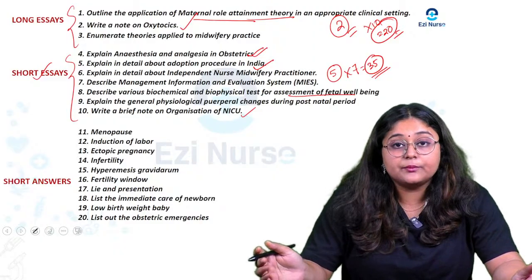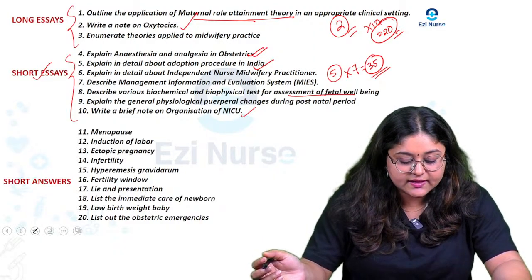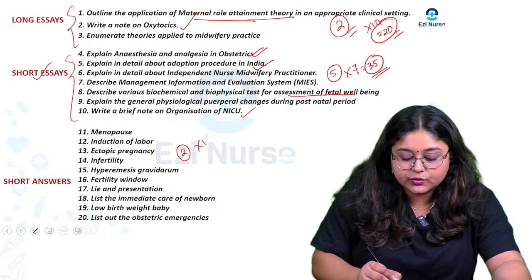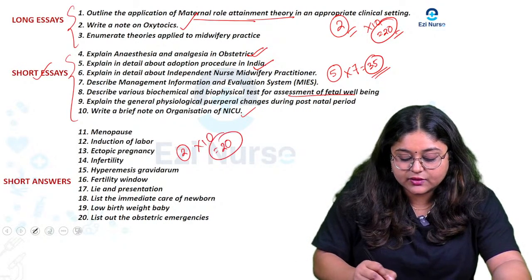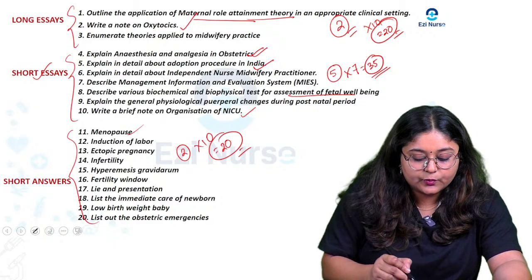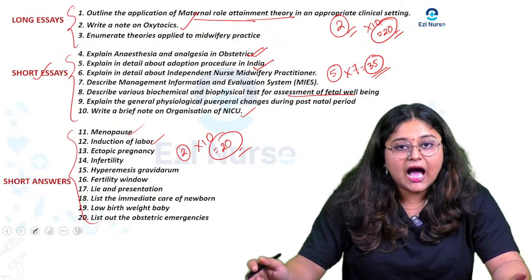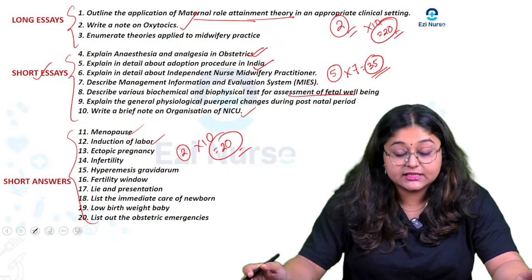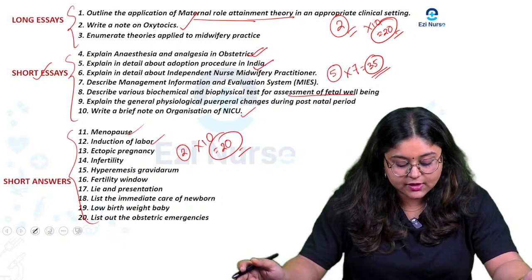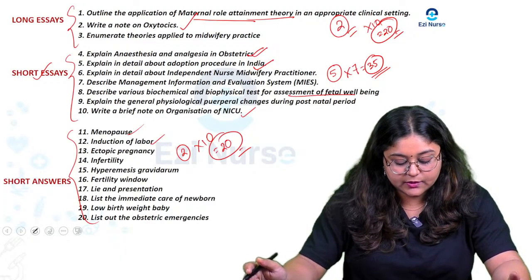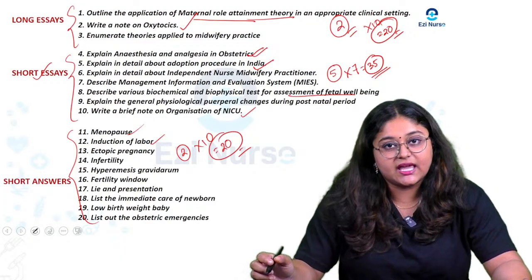Now come to the short answer. In the short answer you will get 10 questions, and each question carries 2 marks, so 2 into 10 is equal to 20 marks. See the questions: menopause, induction of labor, ectopic pregnancy, infertility, hyperemesis gravidarum, fertility window, lie and presentation of fetus, list the immediate care of the newborn baby, low birth weight baby, and list out the obstetric emergencies.